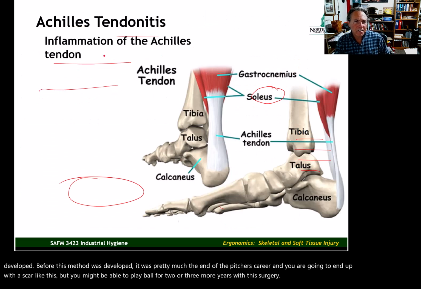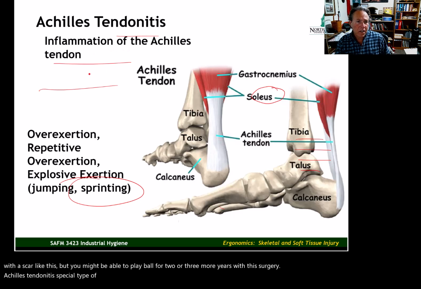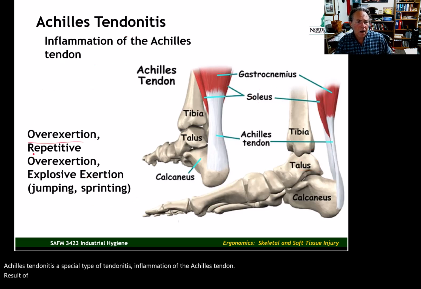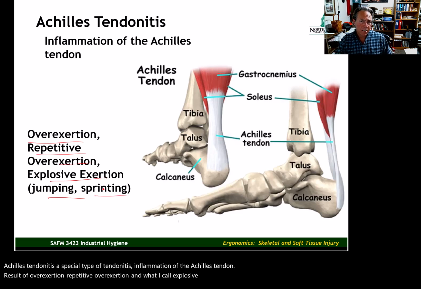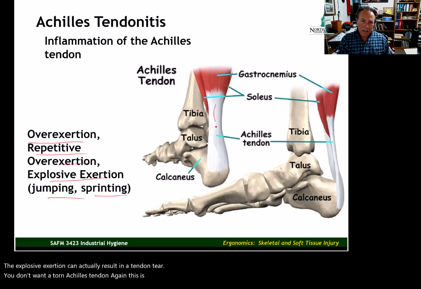Achilles tendonitis, a special type of tendinitis, is inflammation of the Achilles tendon, a result of overexertion, repetitive overexertion, and what I call explosive exertion, jumping or sprinting. The explosive exertion can actually result in a tendon tear. You don't want a torn Achilles tendon. Again, this is the Achilles tendon here.